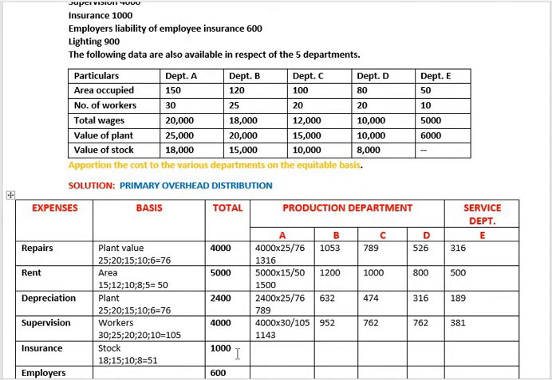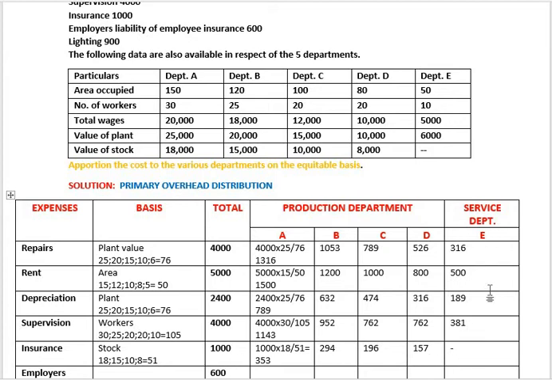So 1000 into 18 divided by 51. So how much you will get? You will get 353. Similarly for department B, you will get 294, department C 196, and department D 157. Okay, and why are we not distributing insurance to service department?